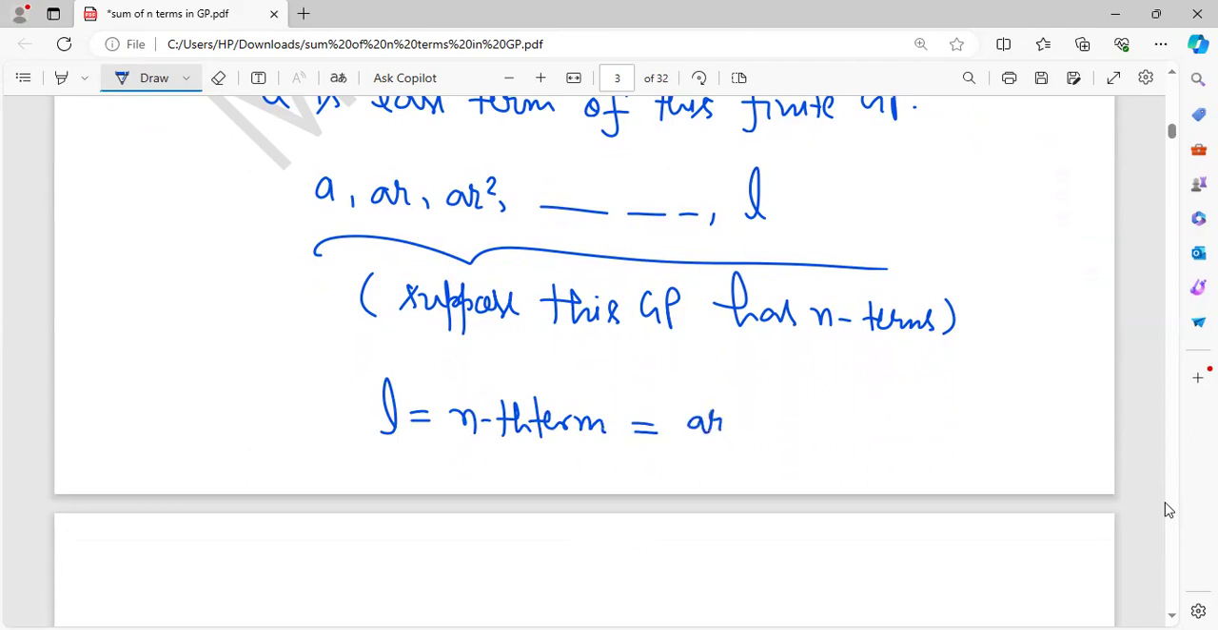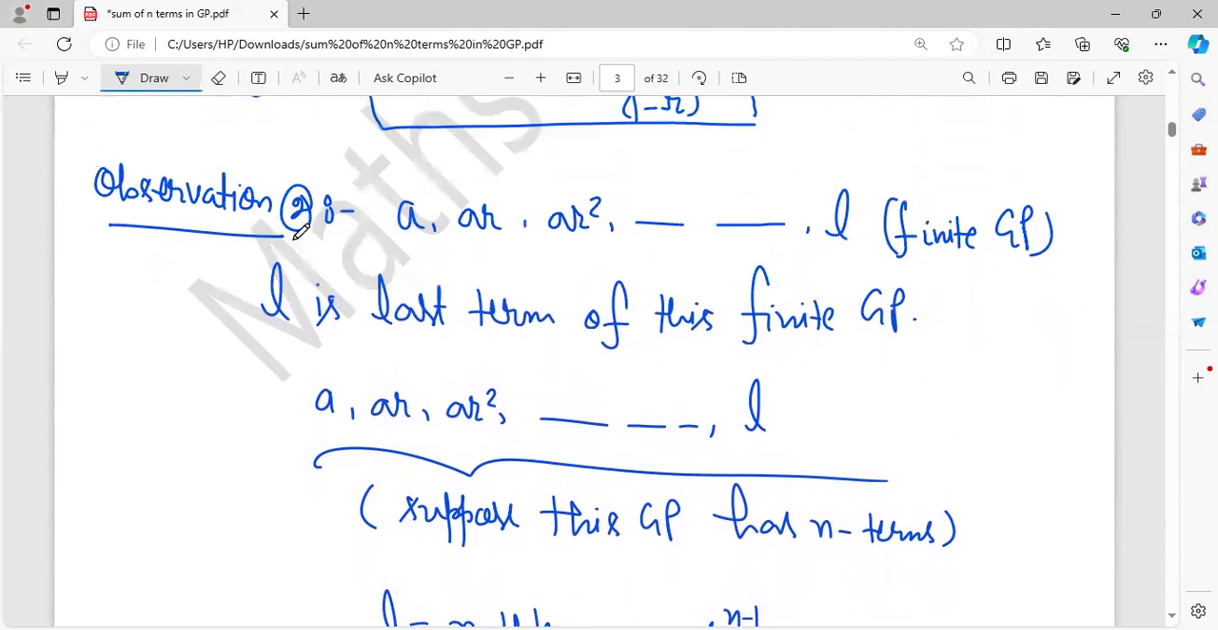The nth term formula is given, so L is equal to a r to the power n minus 1. Now, what is the formula for the sum of the first n terms? Because this GP is finite, it has n number of terms. Sn is equal to a into 1 minus r to the power n upon 1 minus r. Since the series is given as finite with n terms, directly we can find the sum of all the terms.